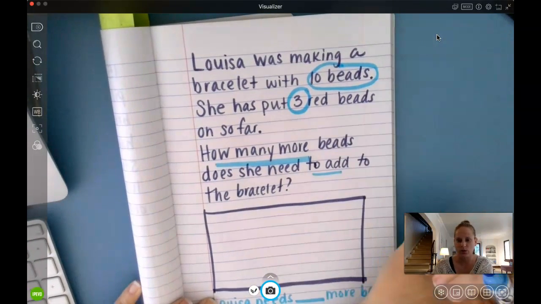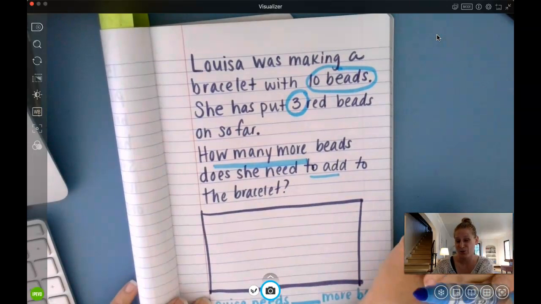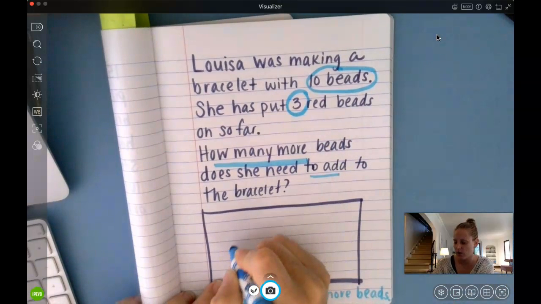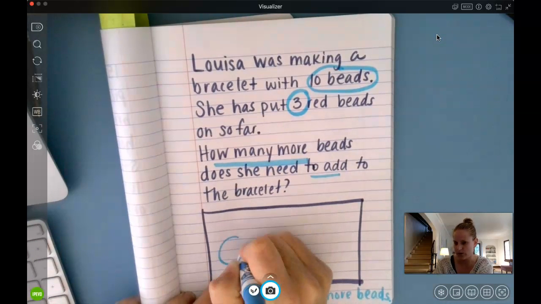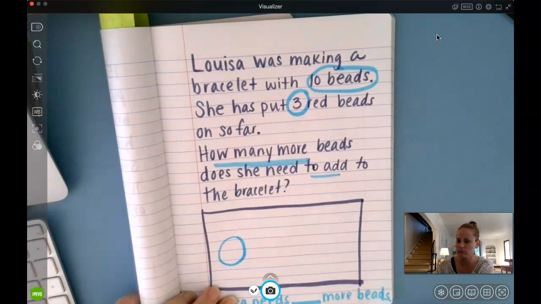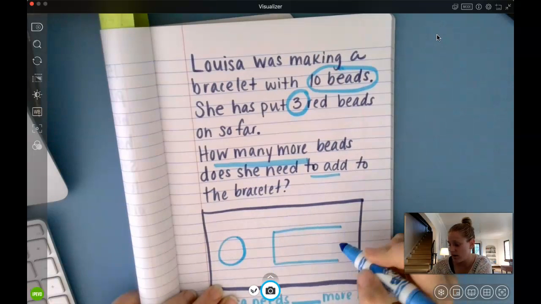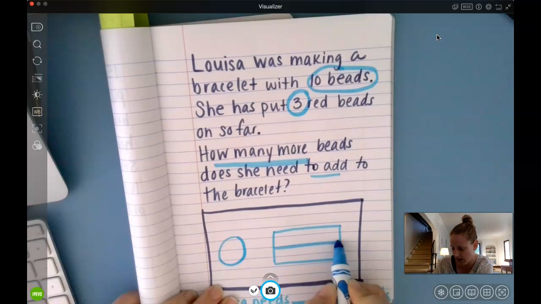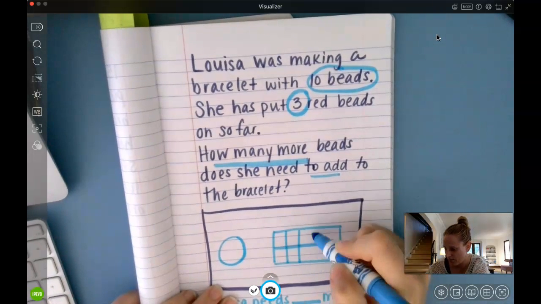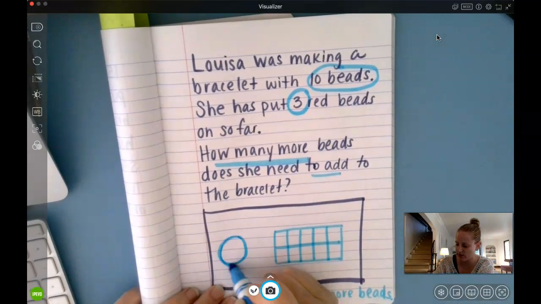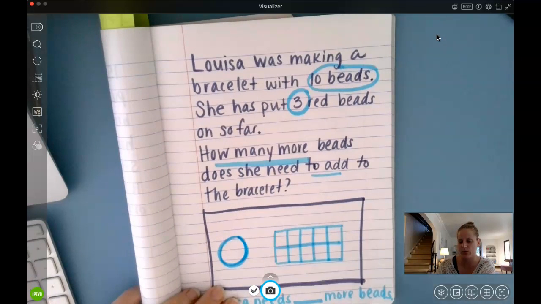Okay, friends, so here's what we know. We know Louisa wants 10 total beads on her bracelet, and she started with 3 red ones. Let's go ahead and start by drawing a bracelet, a quick circle. Do that quick. Okay, I'm also going to draw a 10 frame. You do not have to draw this with me, but you certainly can if you want. Okay, so you should have your bracelet drawn. You just need to look at my 10 frame. You don't have to draw that, but I'm going to show our work here 2 different ways.